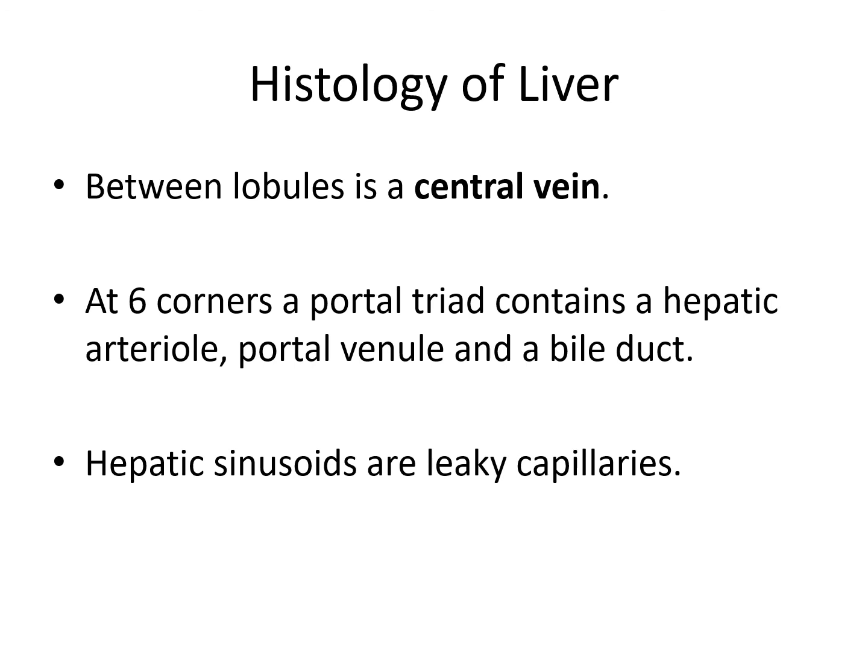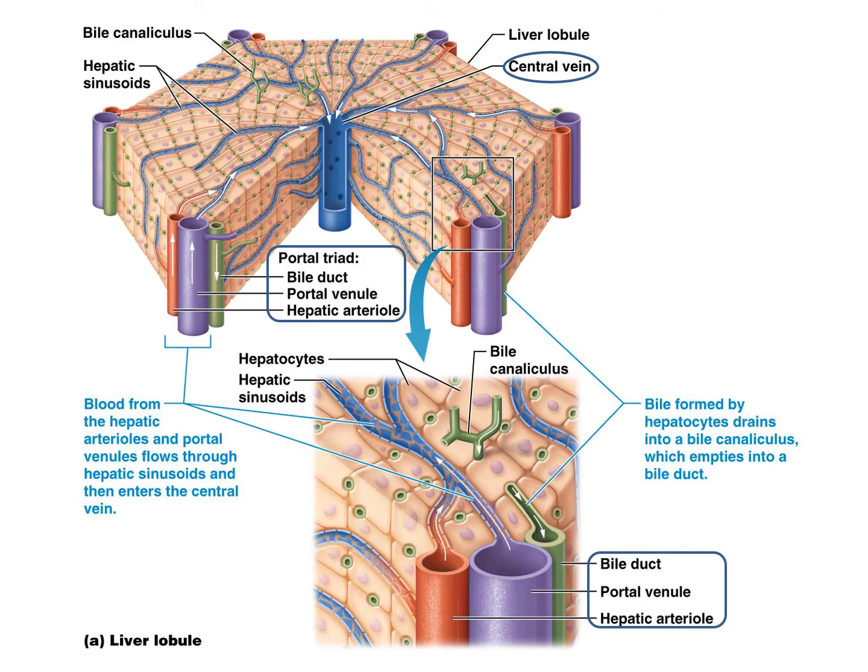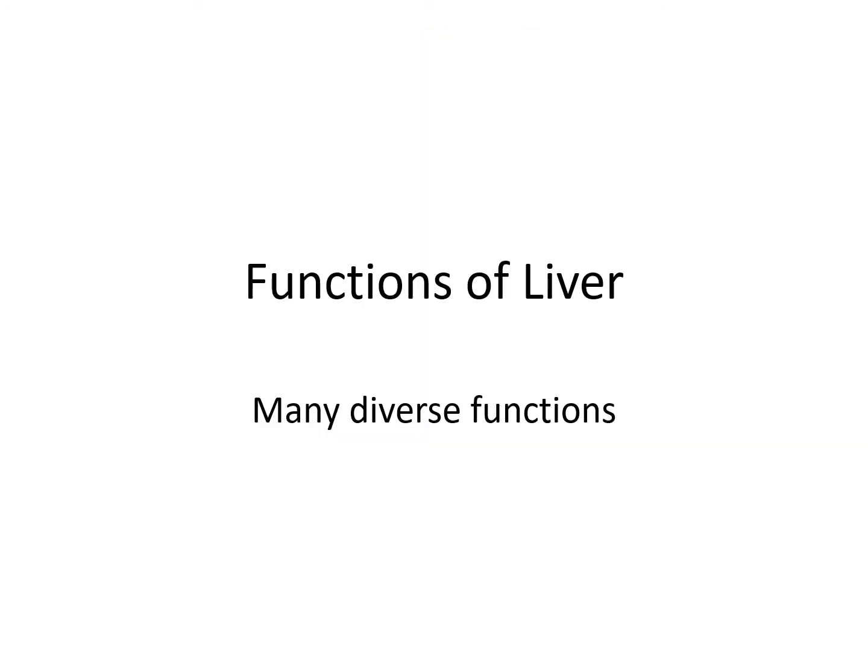And the capillaries are called the hepatic sinusoid because they're very leaky. Okay, so you see in this geometric shape of the lobule, we have a central vein. In each corner, we have a lymphatic vessel, an arteriole, and a venule. And then within it, we have these hepatic sinusoids, which are the leaky capillaries.